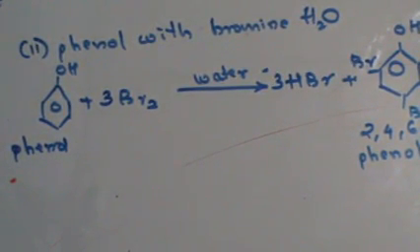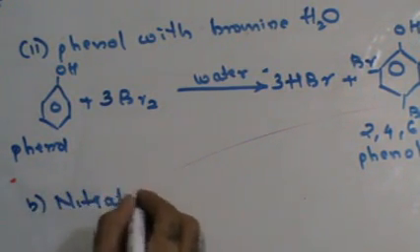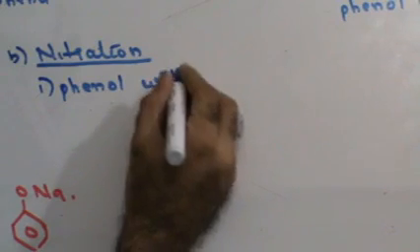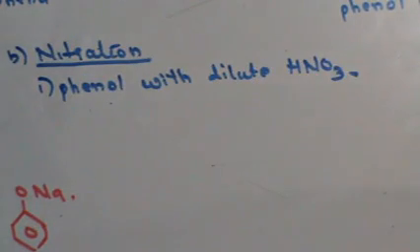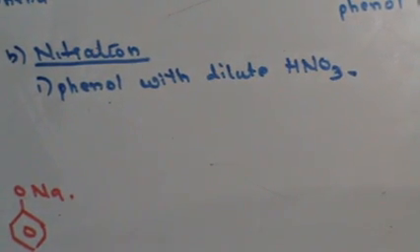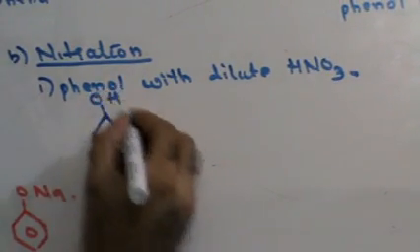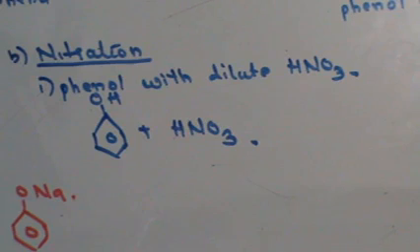Next, let's see the next reaction, nitration. What happens when phenol reacts with dilute nitric acid? Phenol with dilute nitric acid, HNO3. So in that case, you have phenol reacts with HNO3. We write this dilute here.